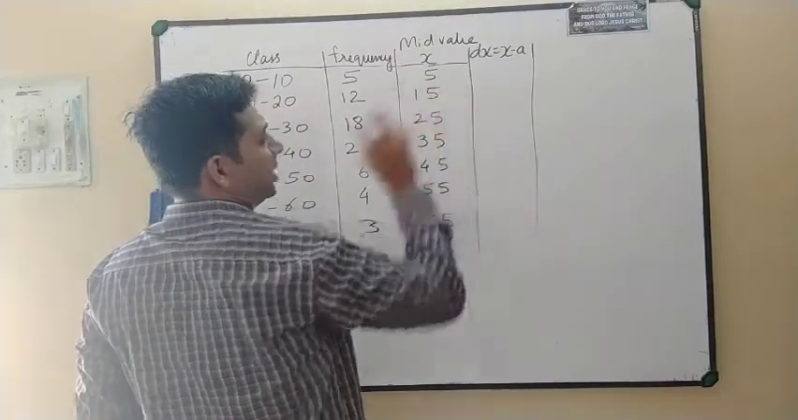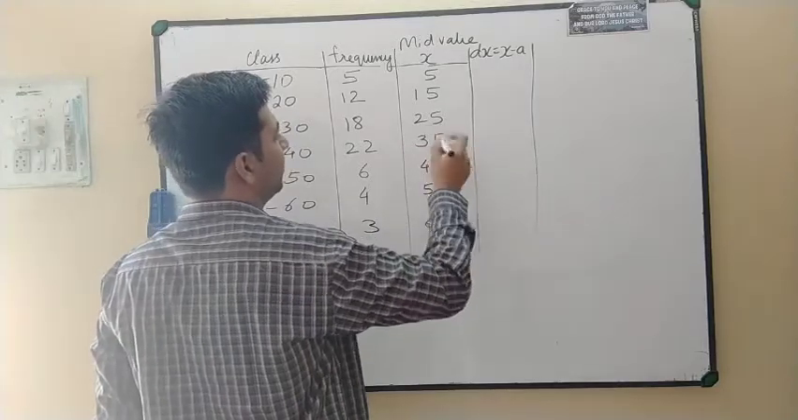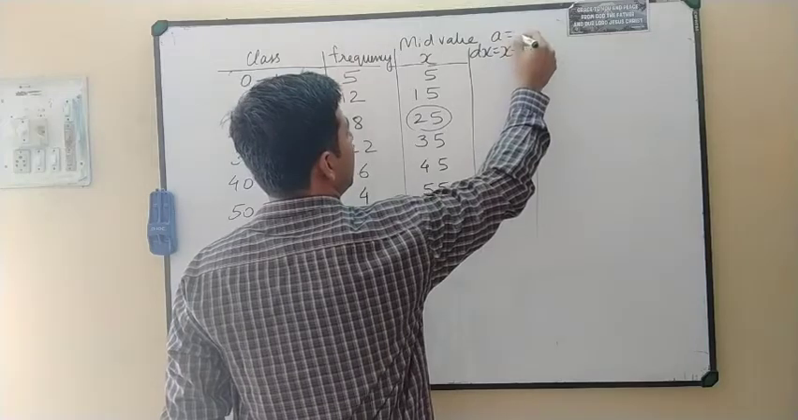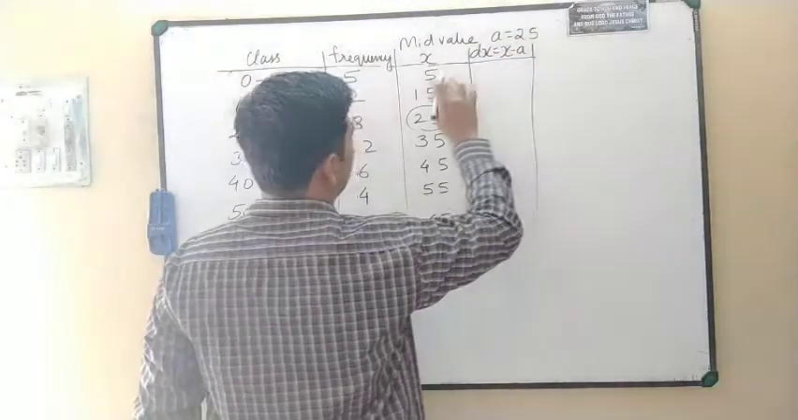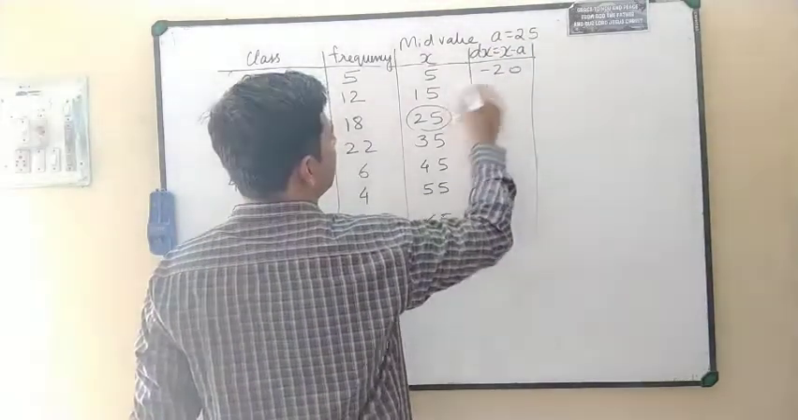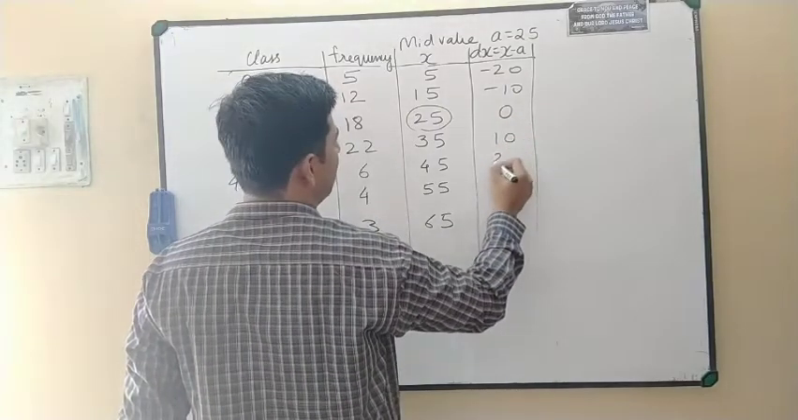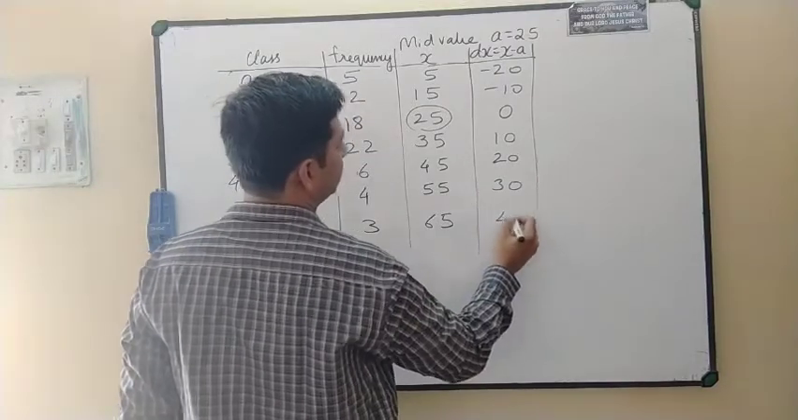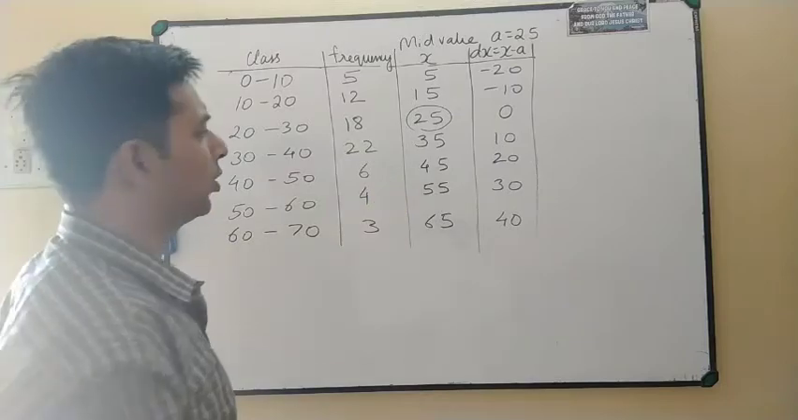It will be x minus a. So here we'll have to assume some value of a. Let's take 25. So I am taking a as 25, the assumed mean. Now 5 minus 25 will be minus 20. Then this will be minus 10. This is going to be 0. This is going to be 10, 20, 30 and 40. This is how we are going to calculate.